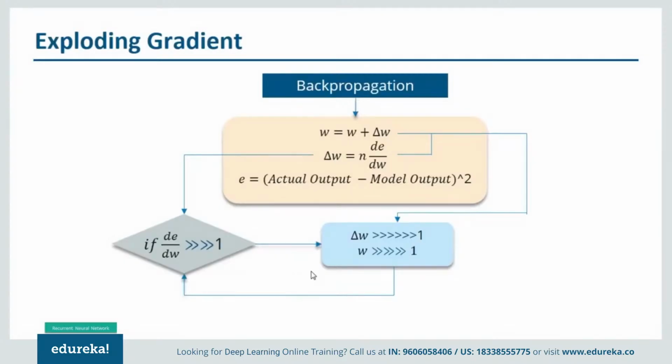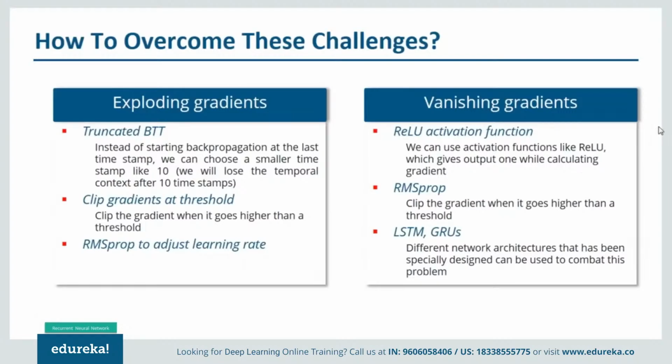Now let us see how to solve these problems. Exploding gradients can be solved with the help of truncated BPTT, backpropagation through time. So instead of starting backpropagation at the last timestamp, we can choose a smaller timestamp like 10. Or we can clip the gradients at a threshold. So there can be a threshold value where we clip the gradients. And we can adjust the learning rate as well.